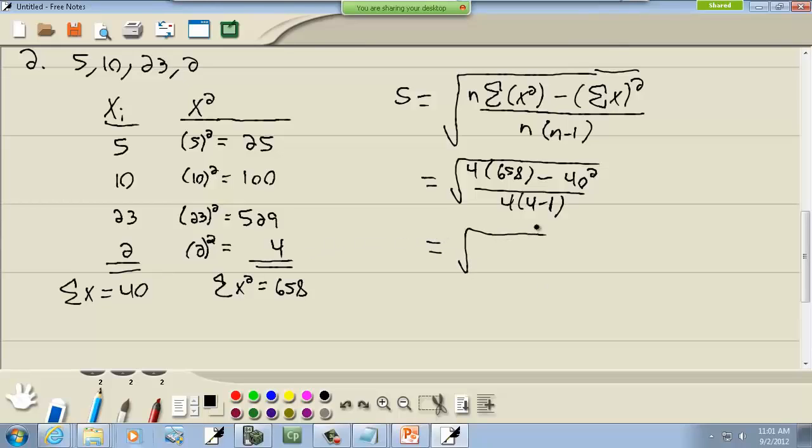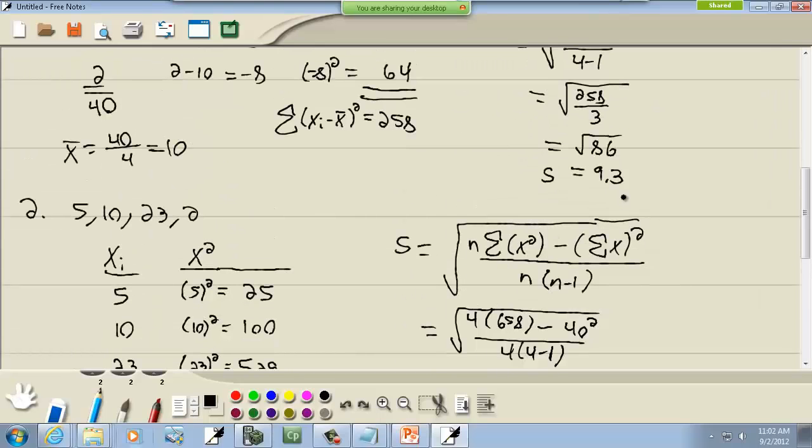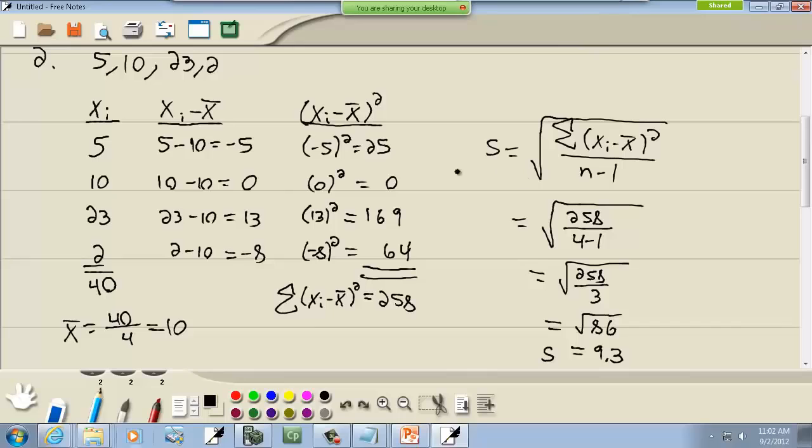Okay, so let's see. 4 times 658 minus 40 squared gives 1032. And 4 times 3 down below gives us 12. And the square root of 1032 divided by 12, we get 9.3. And that's our sample standard deviation, which matches what we have here. But again, we didn't have the possibility of the x bar giving us some nasty decimals.